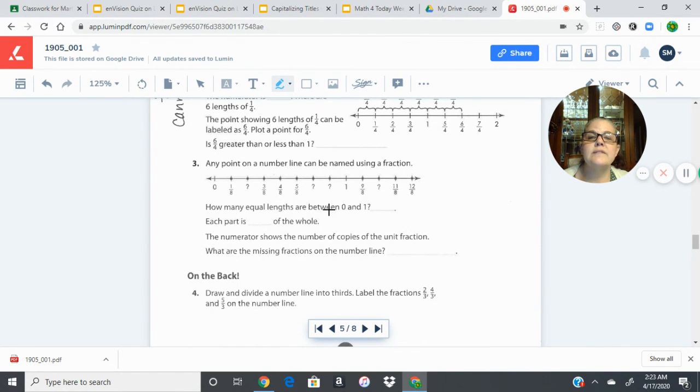How many equal lengths are between 0 and 1? How many are these divided into? How many parts are there? Each part is how much of the whole? That would be the fractional part of the whole. The numerator shows the number of copies of the unit fraction. What are the missing fractions on the number line? So you can just type or write those right here. Just list them in order, what they are.